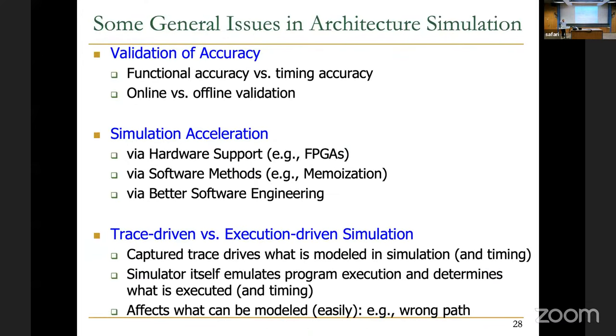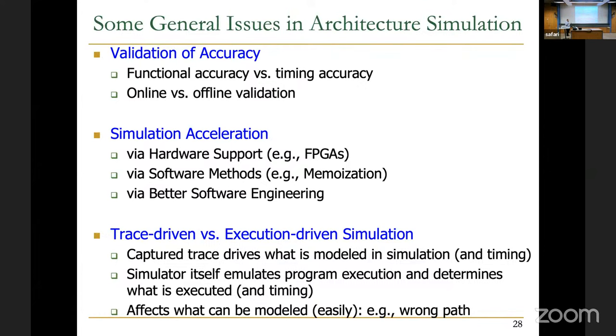So there are some general issues in architecture simulation, like the validation of accuracy, functional accuracy versus timing accuracy, or online versus offline validation. There are some simulators whose accuracy we validate offline and then we use them. But this validation can also happen online in some cases.